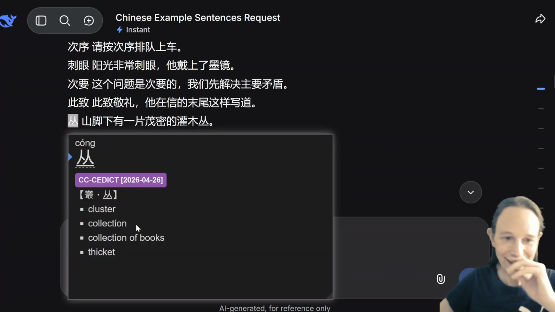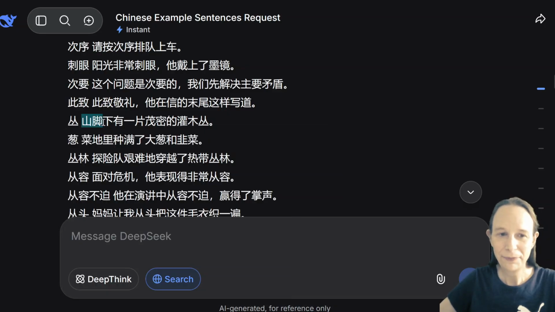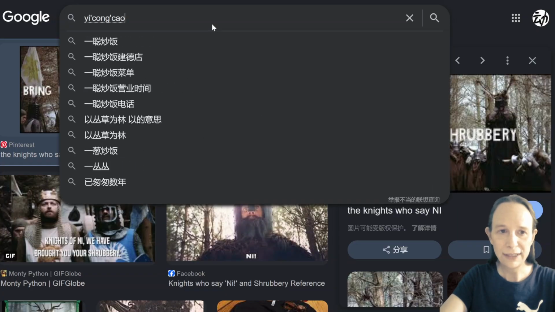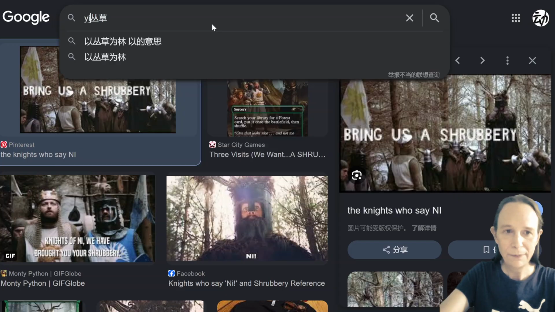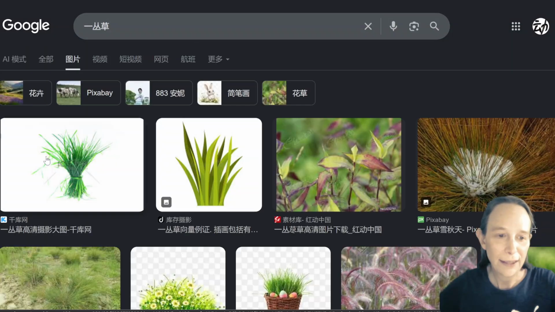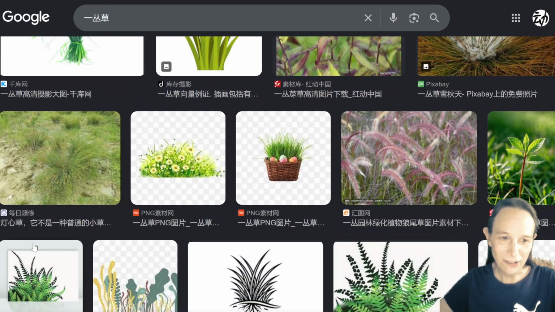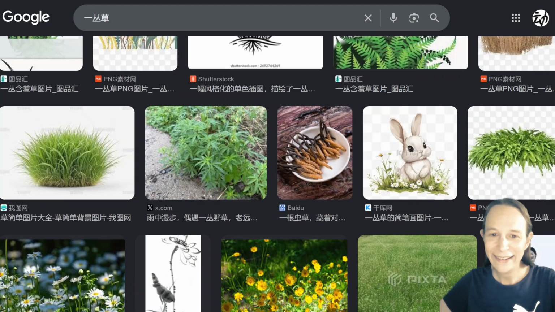What else is there? Cluster, collection of books. I don't know. I just think shrubbery. Or a thicket. Used as a measure word in 灌木丛. 一丛草 actually. Yeah, 一丛草. This one, a thicket of grass. 一丛草, a tuft of grass maybe. Yeah.